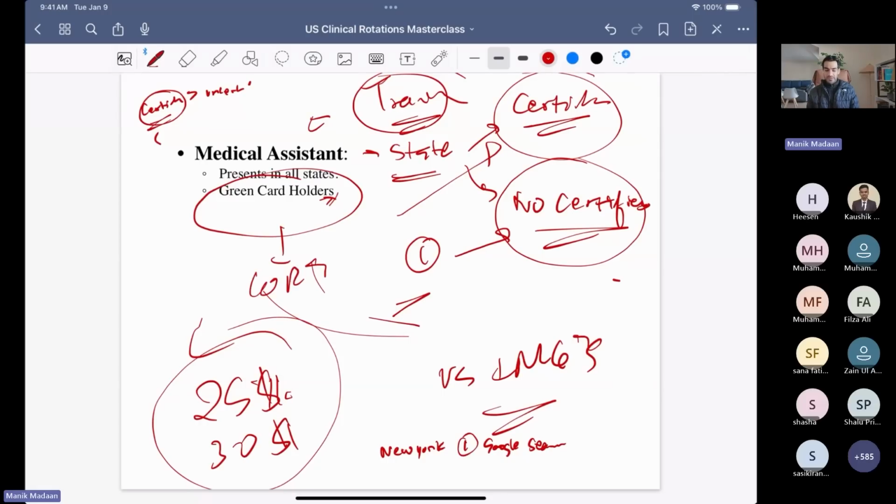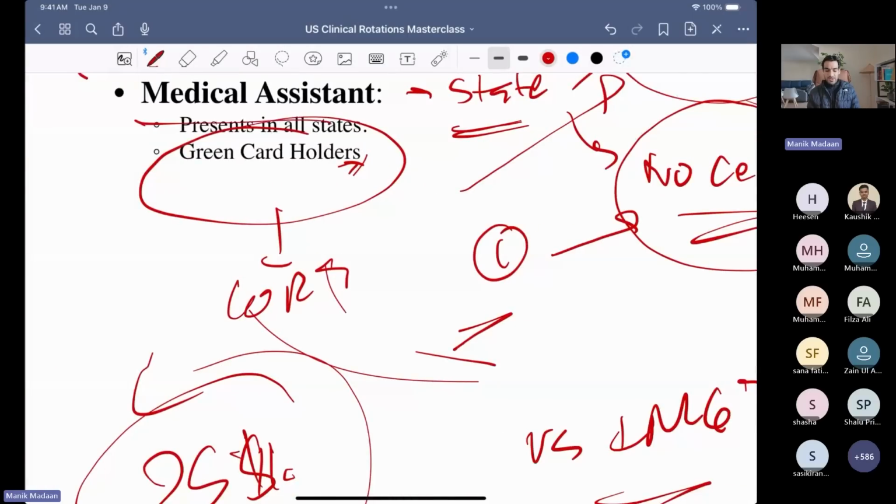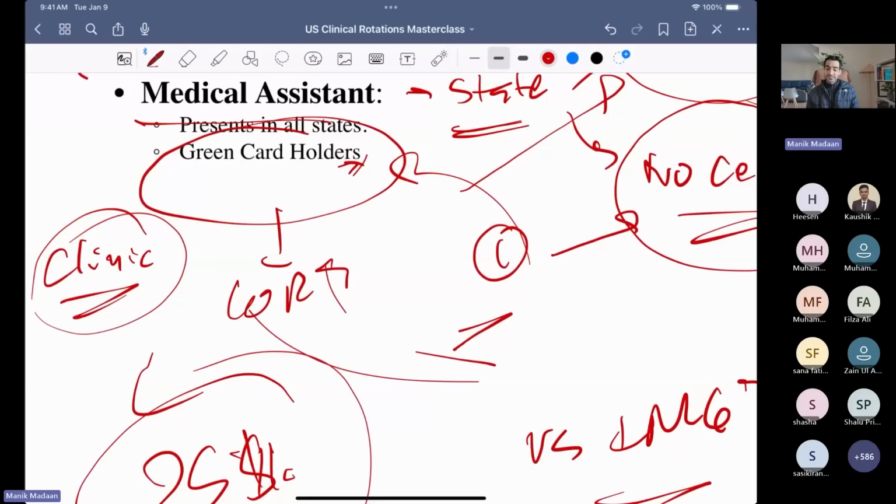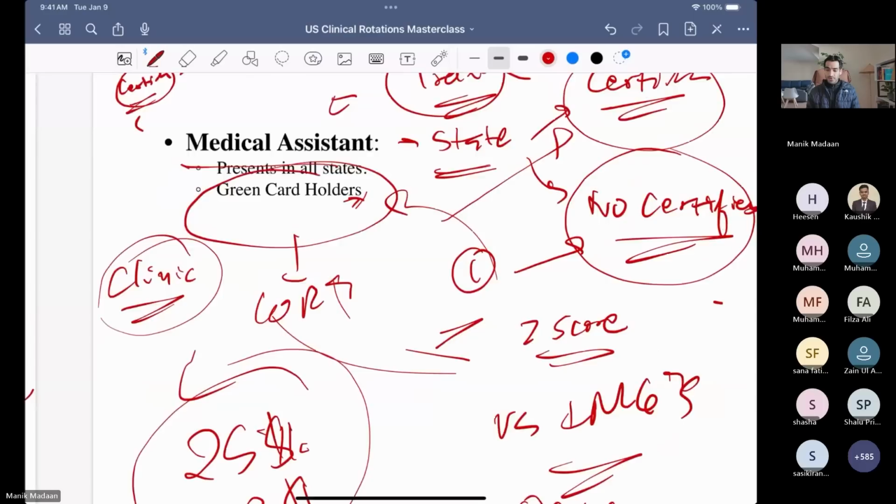And also think about this, right? If you're in their medical system, the only problem with this is you are going to be in clinics. It's not going to be an academic setting. But if budget is an issue, medical assistant is a great option, but it can lower your Z score more than a sub internship or other experiences, but then it pays you.